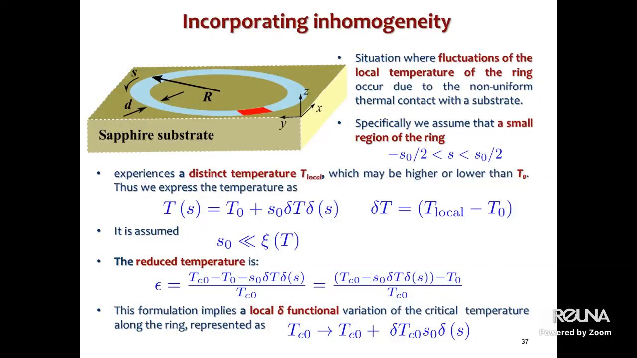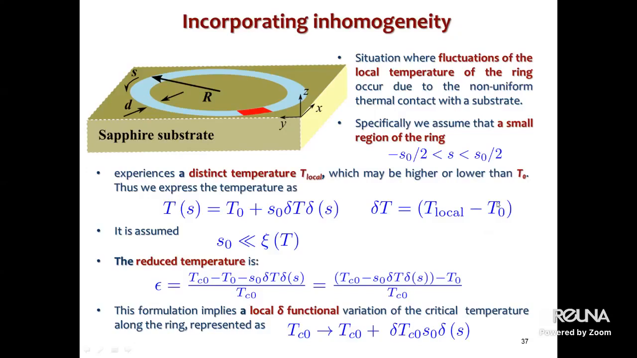Let's investigate the effect of inhomogeneities. Local temperature inhomogeneities may arise from non-uniform thermal coupling, for example, to the substrate, or from material defects within the ring. To account for such effects, we consider a scenario in which a small region of the ring is characterized by a local temperature T local, which may be higher or lower than the temperature of the rest of the ring.